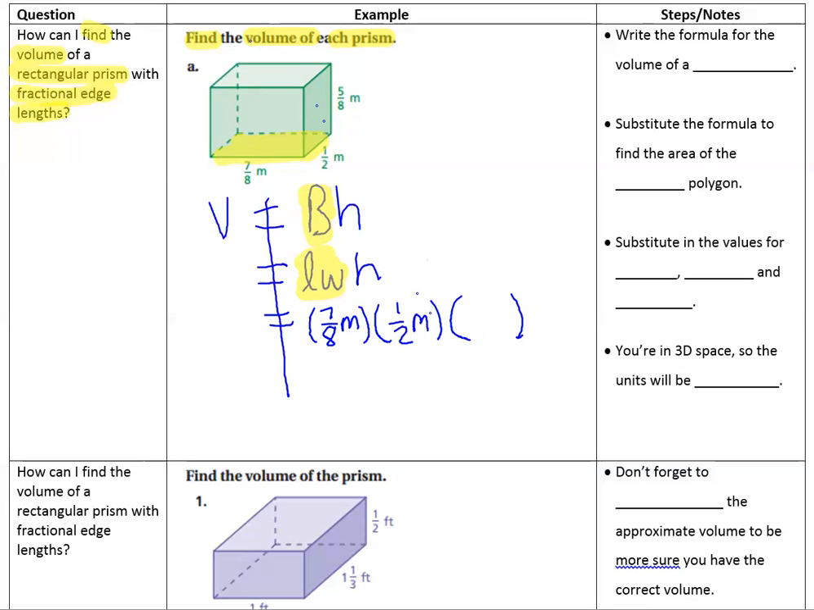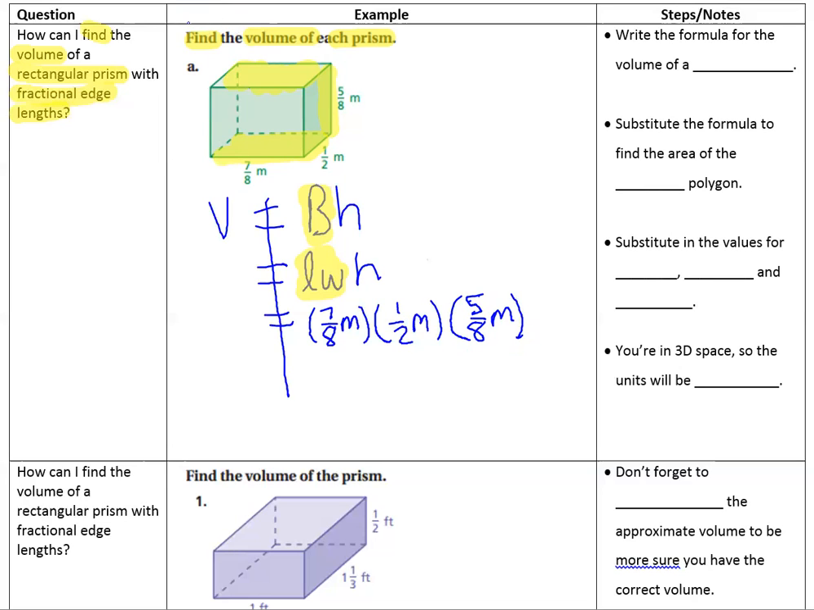And height, okay, this is the height. It's the perpendicular distance between the bottom base and the top base. So the top and the bottom of the bases, the distance between them. In other words, it's how many layers there are. And there's 5/8 meters.